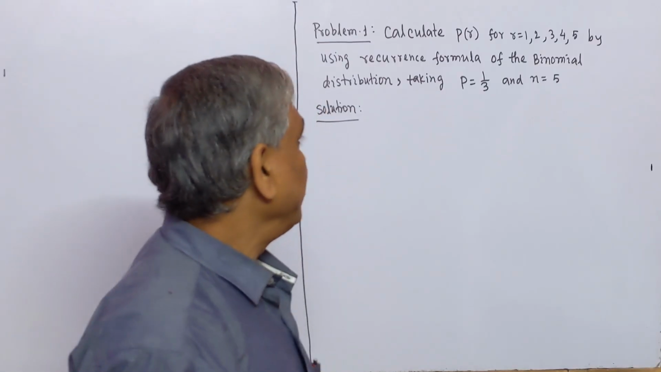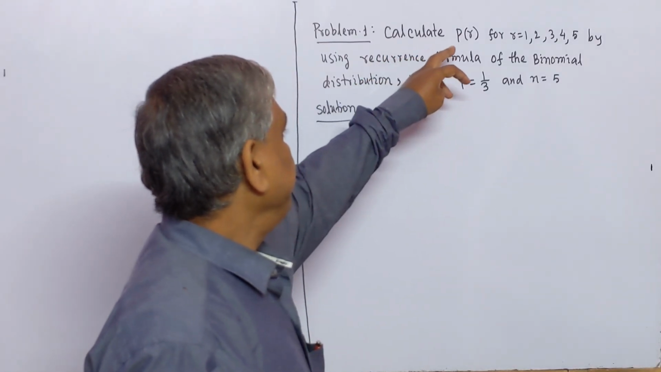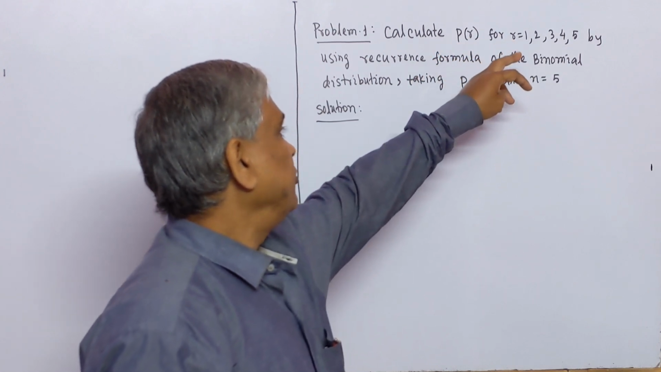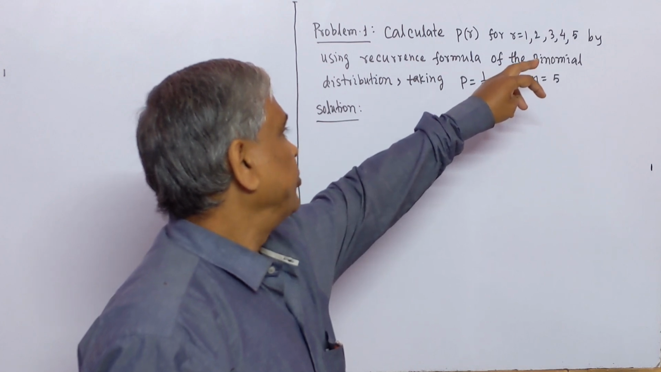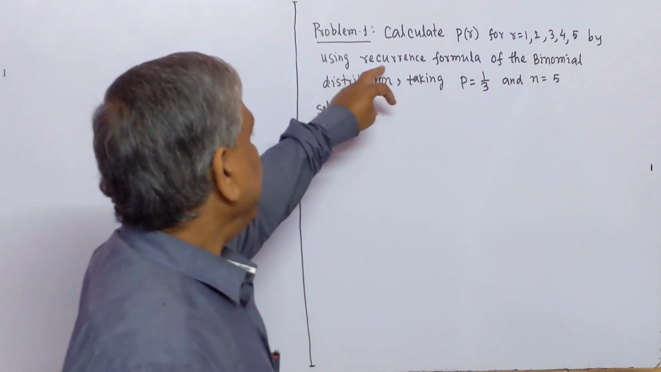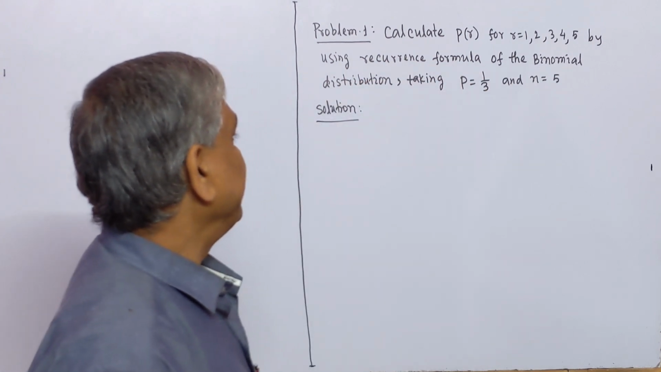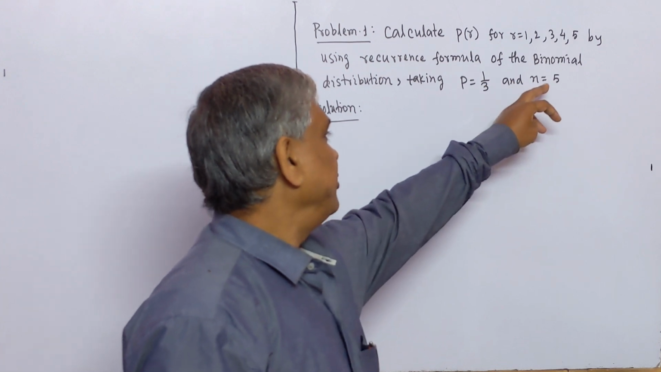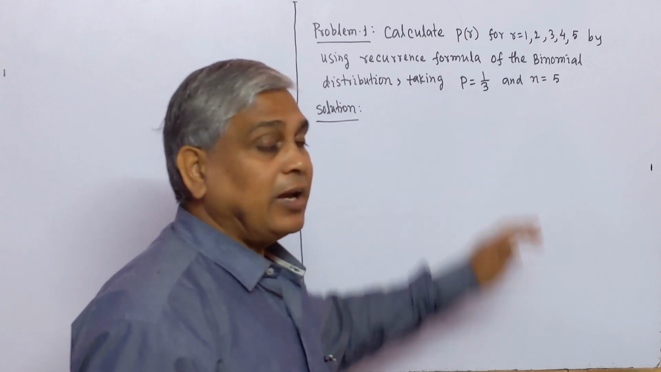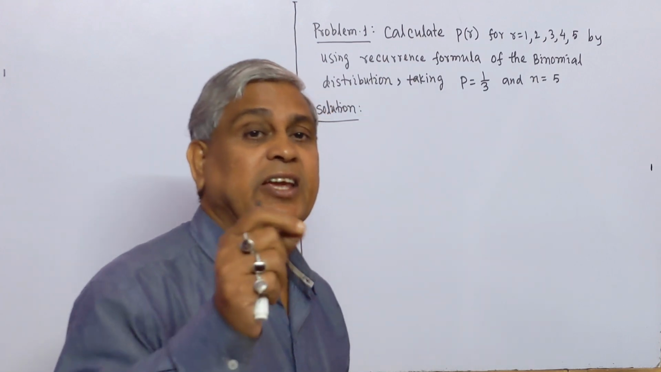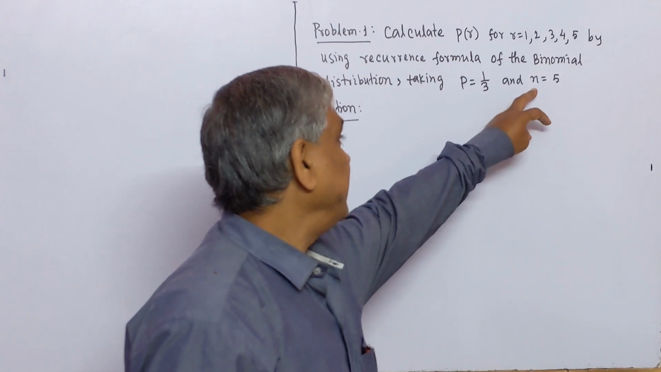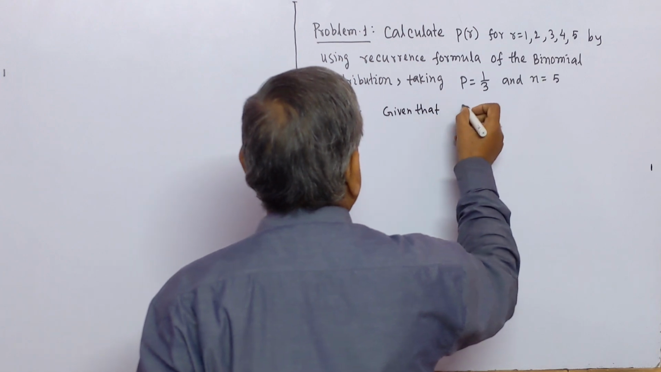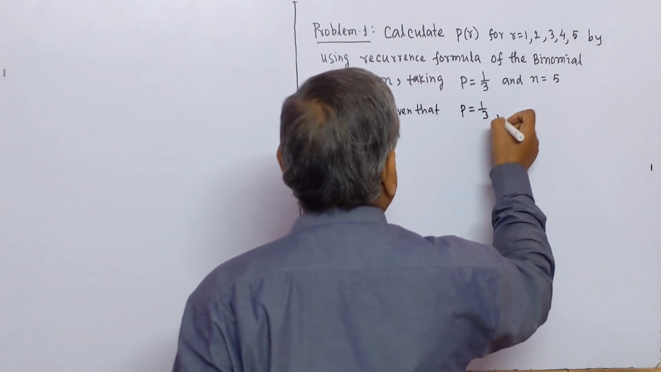Now we solve a problem. Problem is: calculate probability of r for r equal to 1, 2, 3, 4, 5 by using recurrence formula of binomial distribution, taking p equal to 1 by 3 and n equal to 5. Here p is the probability for success in a trial and n is the number of trials. Given that p equal to 1 by 3, n equal to 5.